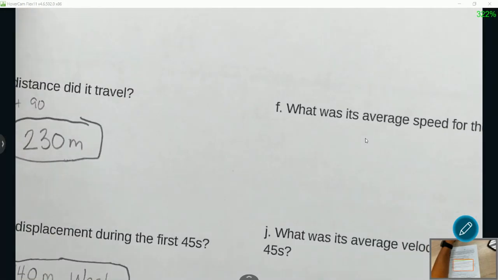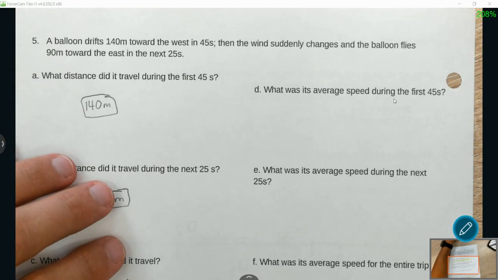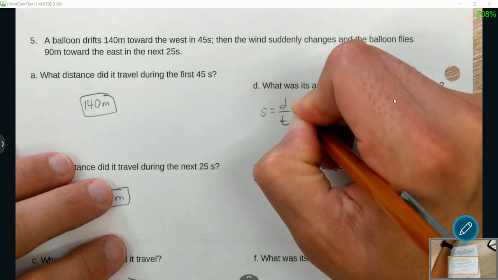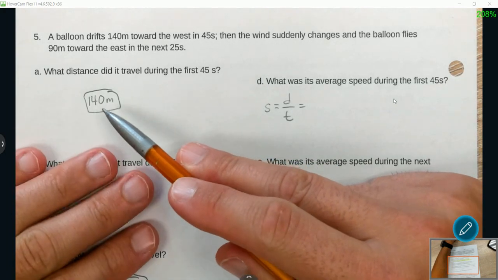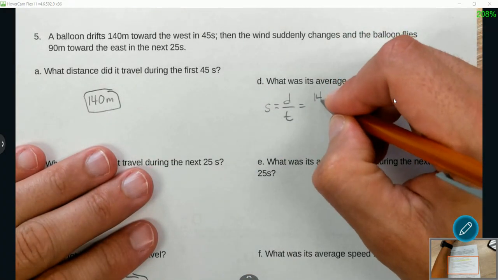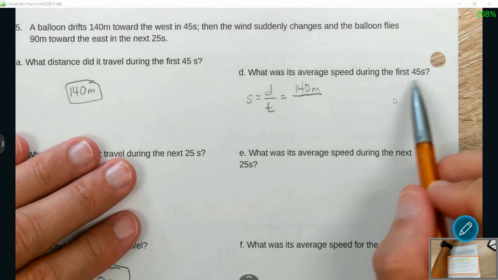All right, so now let's roll it up. They want to know what is the average speed for the first 45 seconds. So the speed equation, distance divided by time. What distance did we travel? 140 meters. In how much time? Well, it tells us the first 45 seconds.